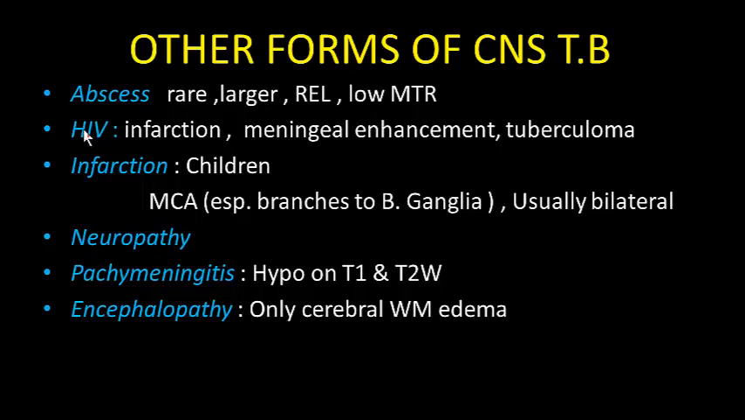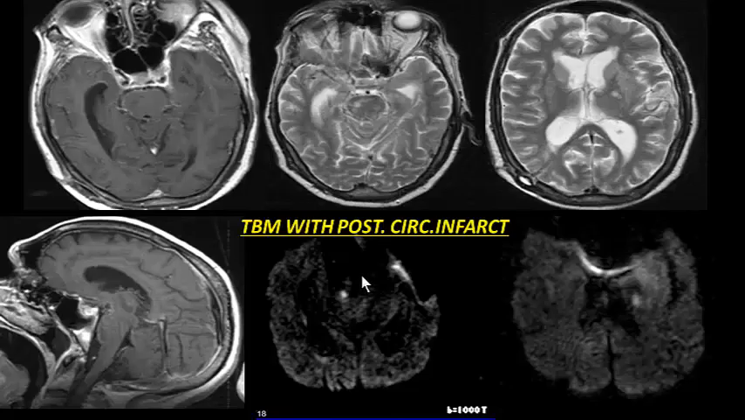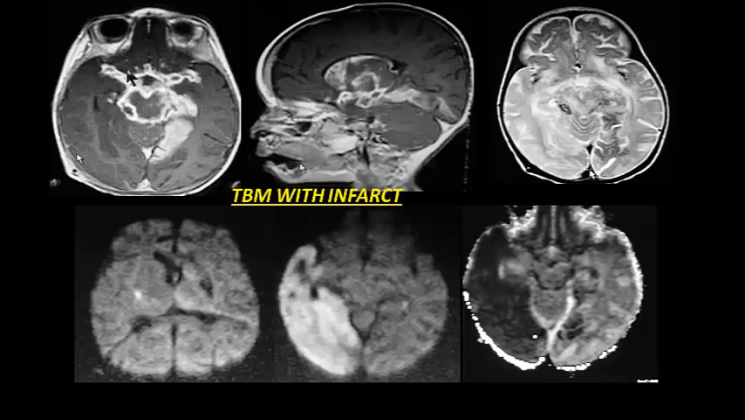Another form of CNS tuberculosis could be an abscess formation, when it's very rare, a very large enhancing lesion and a very low MTR. In HIV, when it occurs with tuberculosis, there will be more meningeal enhancement and tuberculoma with infarction. In children, as a complication, they involve the middle cerebral artery. There can be neuropathy, patchy meningitis, or encephalopathy. Here you can see an example of tubercular meningitis with diffusion restriction in 2 different areas with infarction. And another tubercular meningitis, solid meningeal enhancement that you can see.